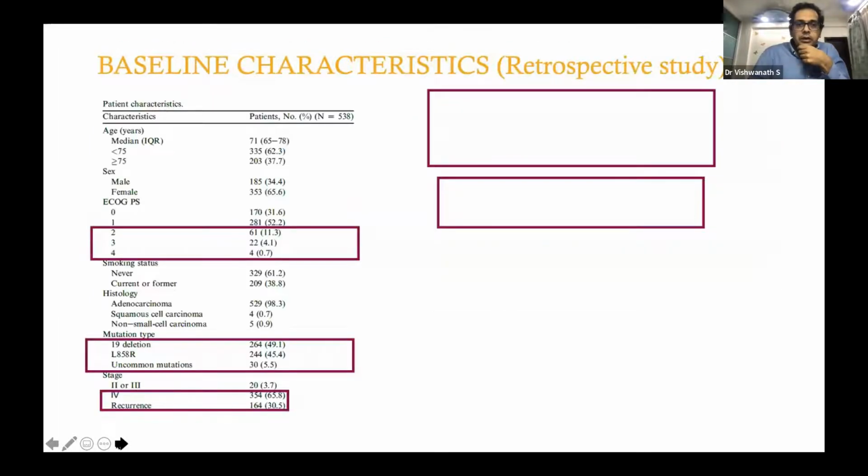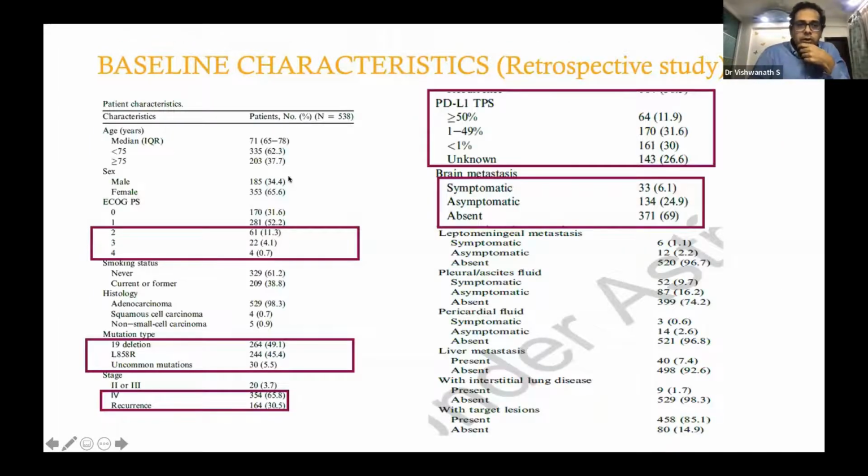And here are the baseline characteristics. And what you can see here is that they included 538 patients, a large number of patients. And this was the Japanese study. And you can see that close to almost 15 to 16% of the patients had an ECOG performance status of 2 or more. And you can see that around 50% of the patients had exon 19 deletion, and 45.4% had the L858R mutation.